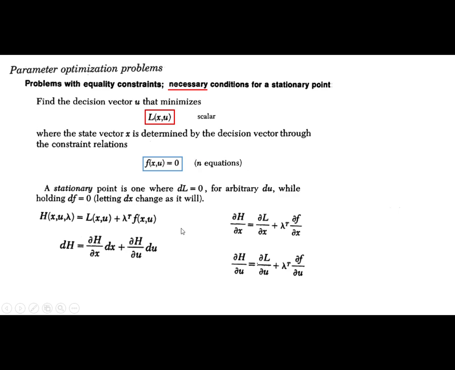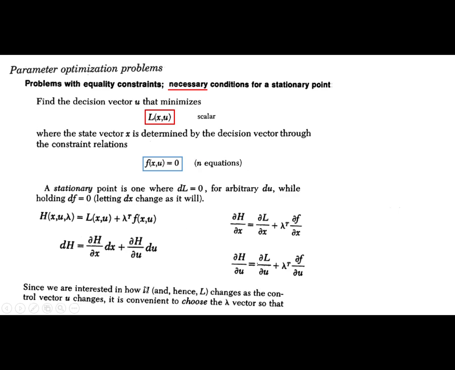First, we are interested in how the function capital H, or more precisely, capital L, changes as the decision vector u changes, regardless of how the state vector x changes. Thus, we can equalize delta h for delta x to 0. This gives a way to determine the vector lambda, as shown. Therefore, we can eliminate delta h for delta x in the function of capital H.